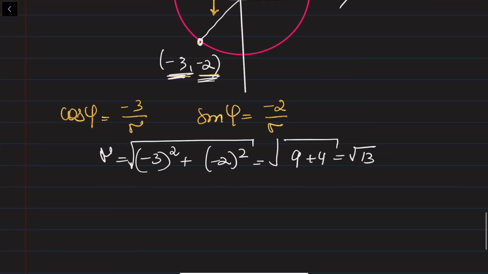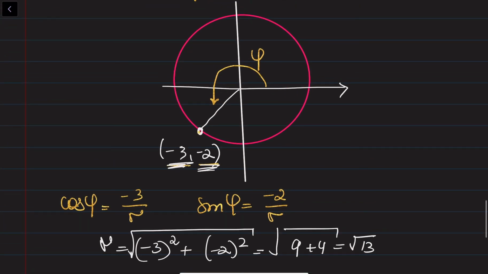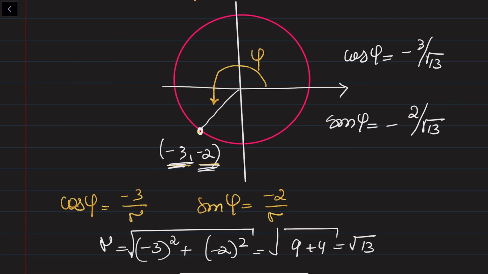So what I need to do is plug this square root of 13 in for r. So the cosine of this angle is going to be defined as minus 3 divided by the square root of 13. And the sine of this angle phi is going to be defined as minus 2 divided by the square root of 13. You see, so the x and y coordinates of the terminal point are going to give you the values for the cosine, sine, tangent, and cotangent.